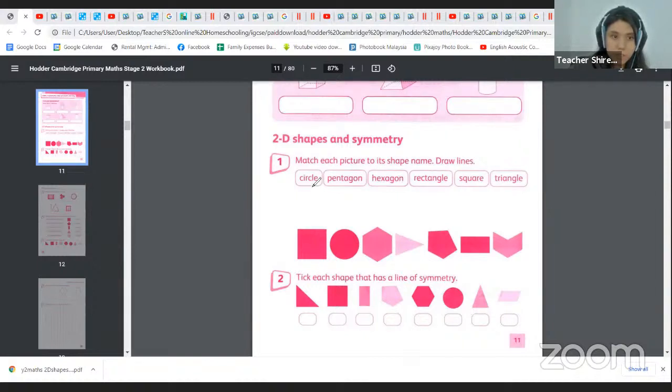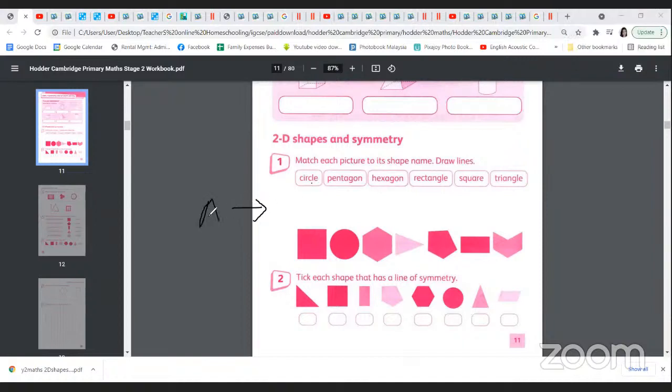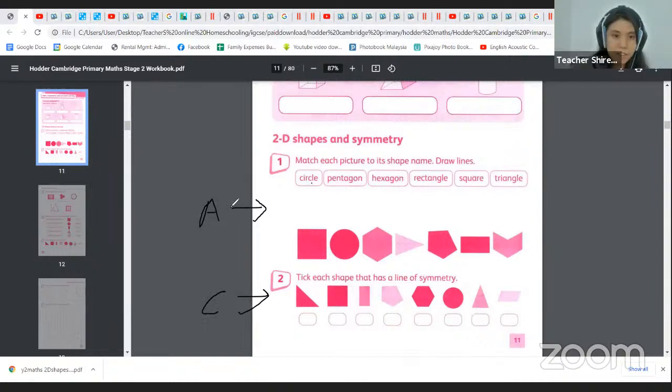Circle. Which one is circle? Can you draw it? On the book? Yep. Okay. Aiden, page 11. Okay. Page 11. All right, I think Charmaine, you better turn off your video because you're lagging.